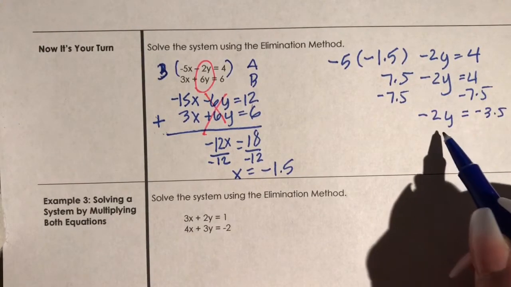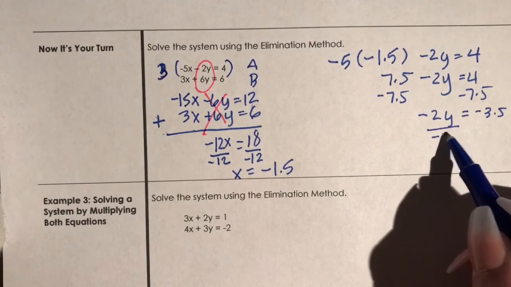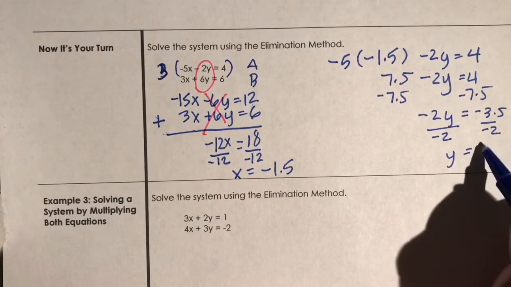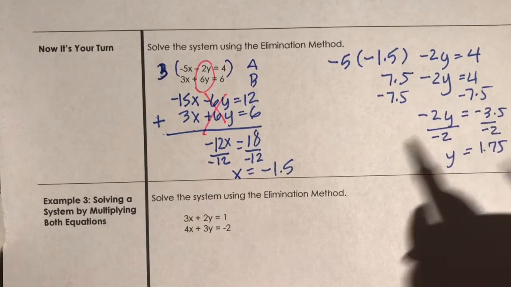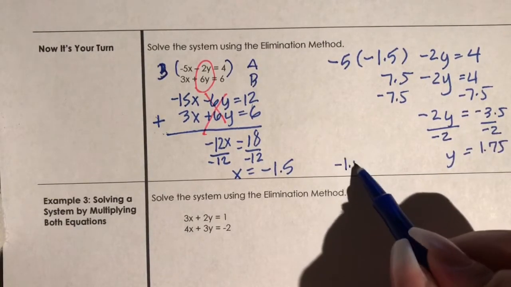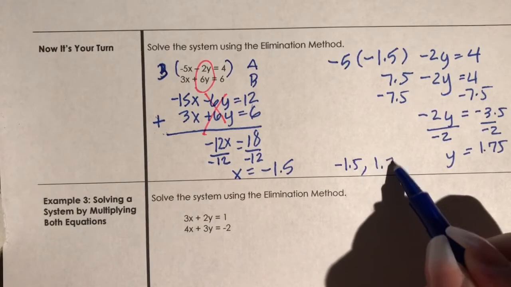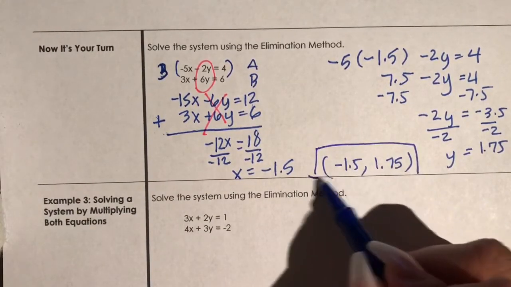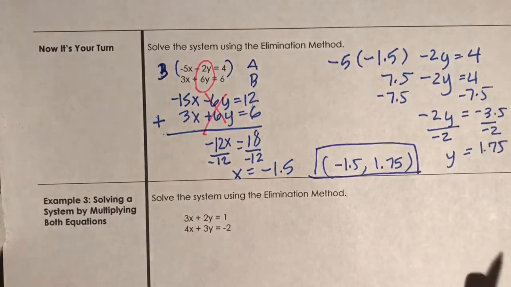So I have negative 2y equals negative 3.5. I want to get y by itself, divide both sides by negative 2. Y becomes 1.75. The ordered pair is negative 1.5 comma 1.75. Again, we got to use decimals. The solution is the point of intersection.